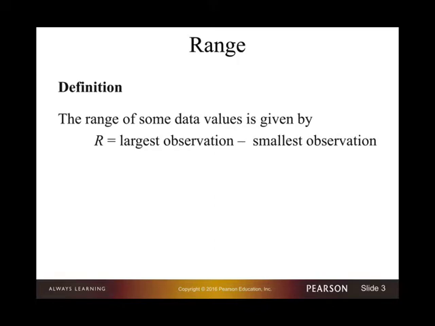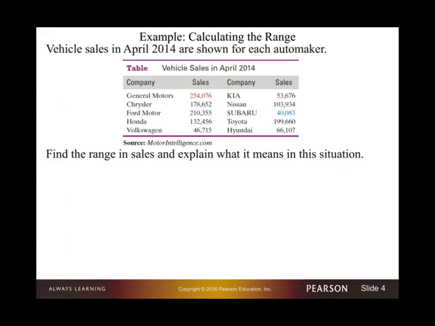The range of some data values is given by R equals the largest observation minus the smallest observation. This means we want to look at the data, find the maximum data value minus the minimum data value. That would be our range. Look at this example.